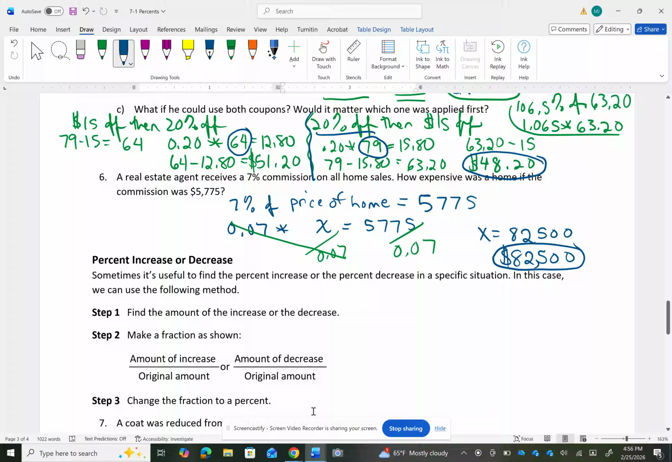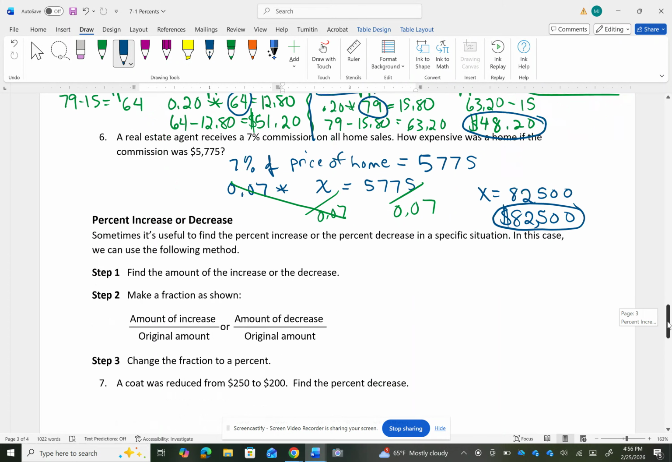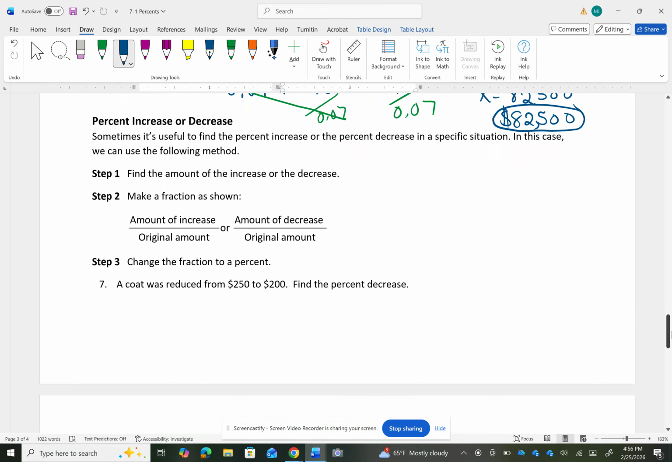Right, let's continue with that 7.1 section. This part of the guided notes deals with percent increase or percent decrease problems. What you're going to do is calculate the amount of the increase or decrease, and divide that by the original amount. That's probably the most common mistake, dividing by the wrong thing.